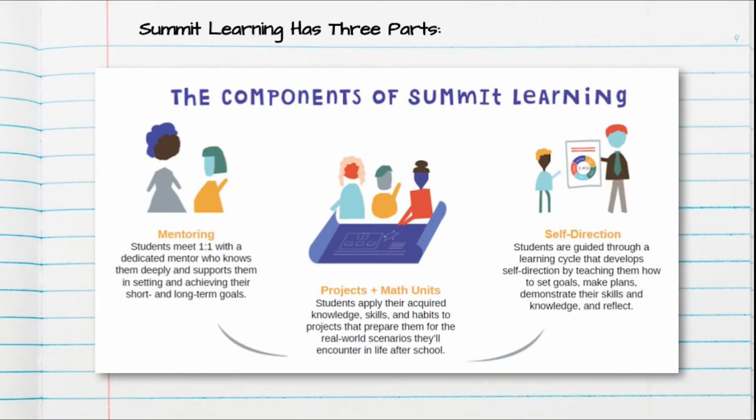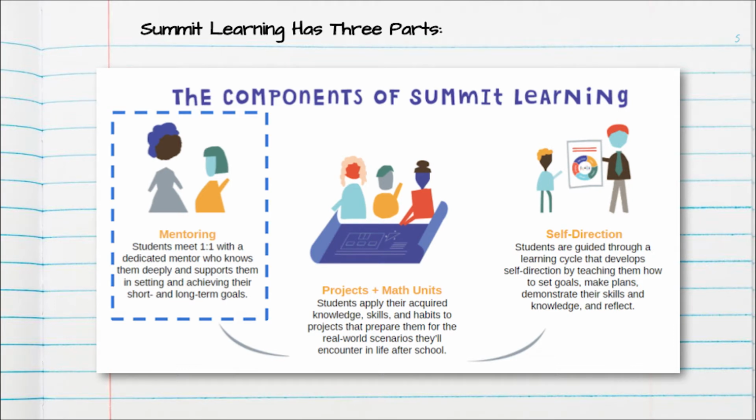The most important thing we need to know about Summit Learning to get started are the three main components. Those three components are mentoring, projects and math units, and self-direction, or SDL learning. Mentoring is the first of the three components and maybe the easiest to grasp. In mentoring, you'll be meeting one-on-one with a teacher mentor that's going to help you plan your goals and support you as you work through Summit Learning.